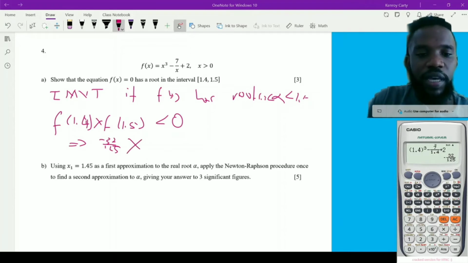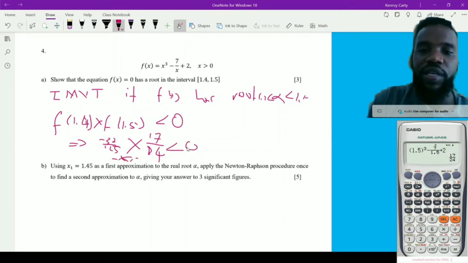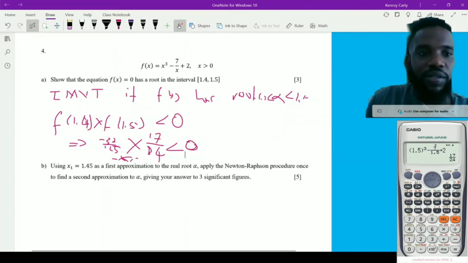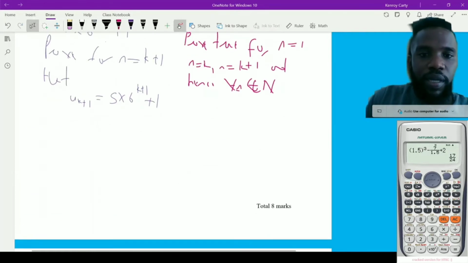Now to get f of 1.5, I'm not going to do it all over. I'm just going to go back and change the 1.4 to 1.5. So let me go back. So delete. I'm going to have 1.5 there. Back. Delete 1.5. That's 17 over 34. Alright, so this is negative times positive, which is indeed going to be less than 0. So you can write the statements. Alright, so we know it's less than 0 because I'm multiplying a negative by a positive. Alright, so that part is good there.